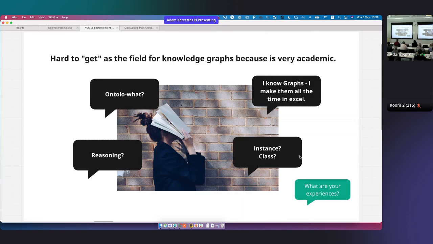Reasoning, what is an instance, what is a class? These are things that are hard to get business on board with and to understand and get full agreement on. Especially if you talk about subject matter experts who have no technical understanding about what a graph database is, what an ontology is, or an API for that matter.